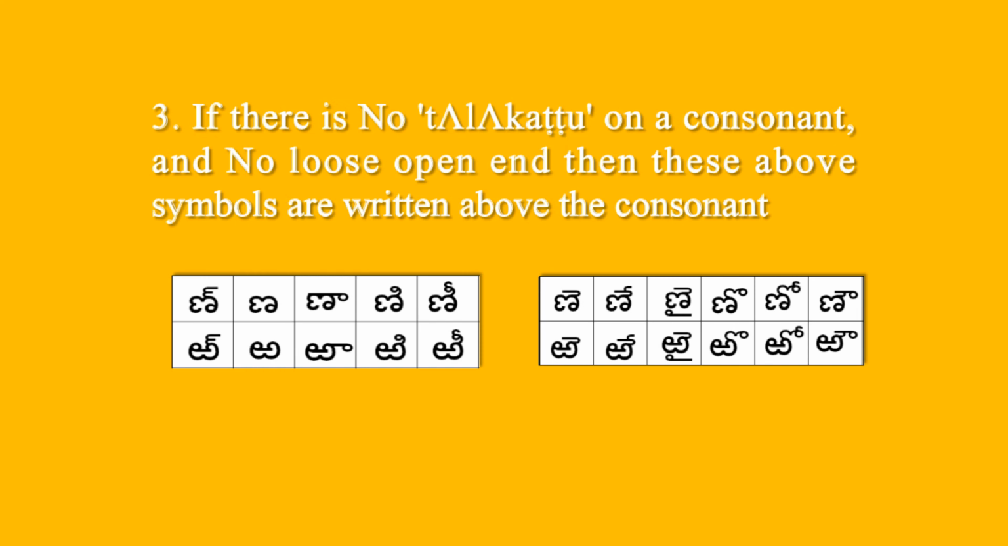Now, there are consonants without any talakattu or loose open end. Then these symbols are just written above the consonant. See the consonants here, ra and na. The symbols are just written above the consonant.